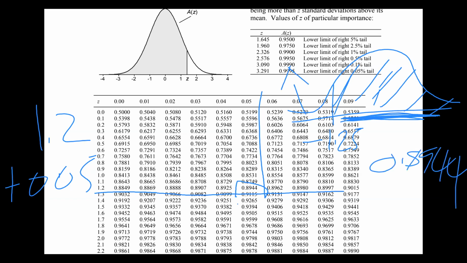But how can you find this other one? Obviously, we know that the total of all the area under the curve is 1, right? The total of all the area or the probability under the curve is 1. So you just say 1 minus this one, minus this value, you should get that. Hope that helps.